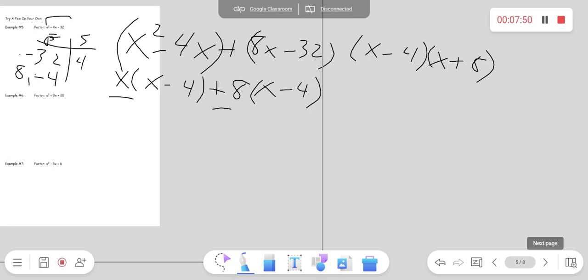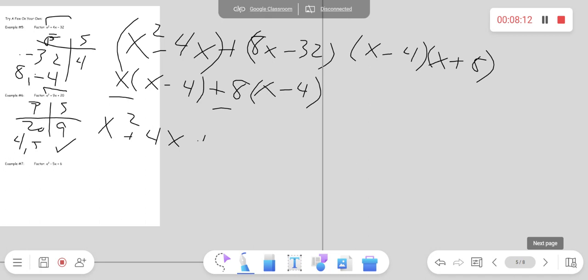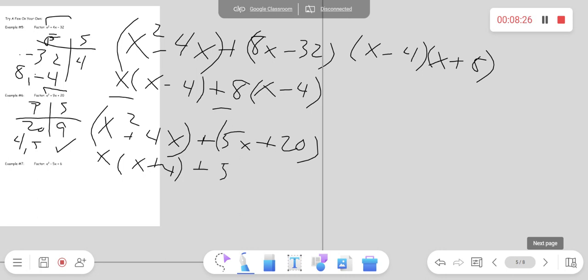All right, what you're now going to have here is example number 6. In example number 6, you will have here a situation where you have a product of 20 and a sum of 9. Positive product means I have two of the same thing. How about a +4 and a +5? That works really well. X squared plus 4x plus 5x. The order here doesn't matter. You can put the 4x first, 5x first, doesn't matter because they're both positive. Plus 20, paren, x plus 4 plus 5, x plus 4.